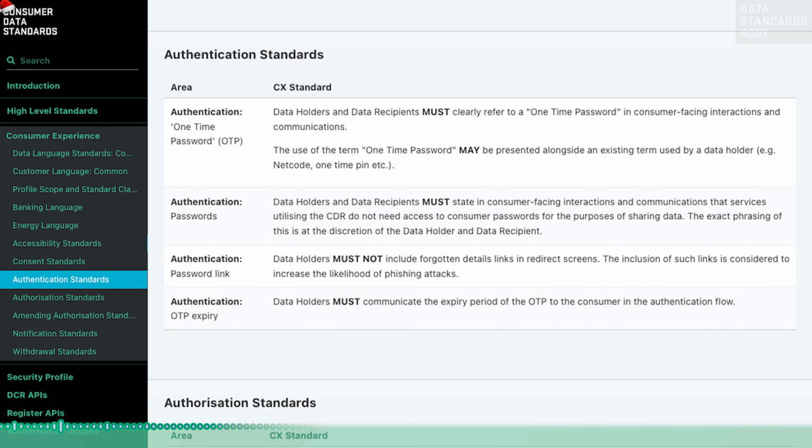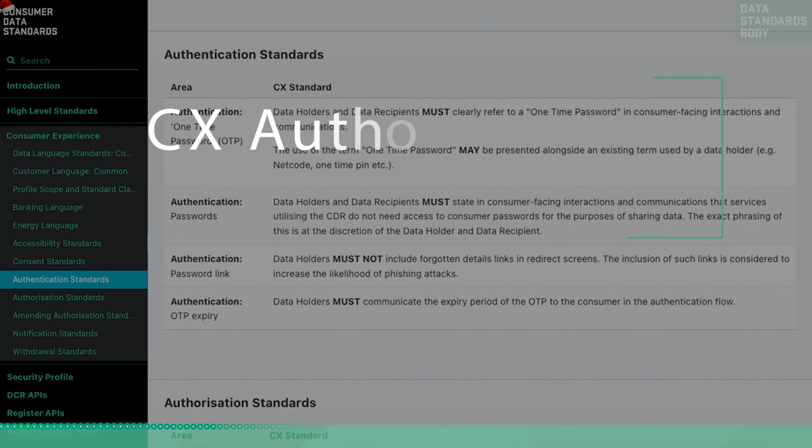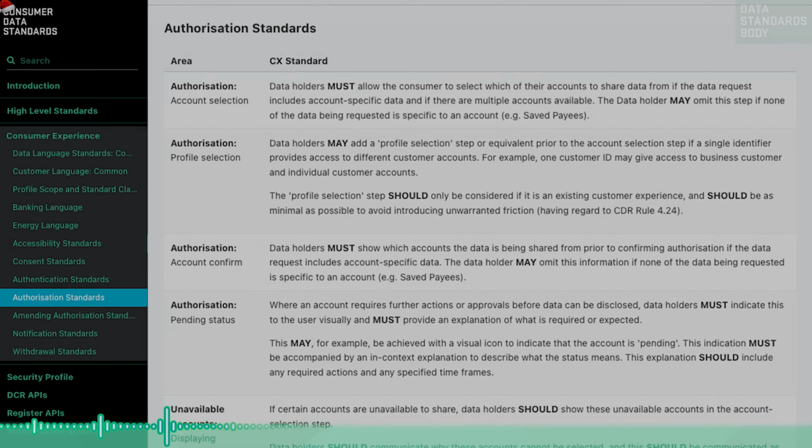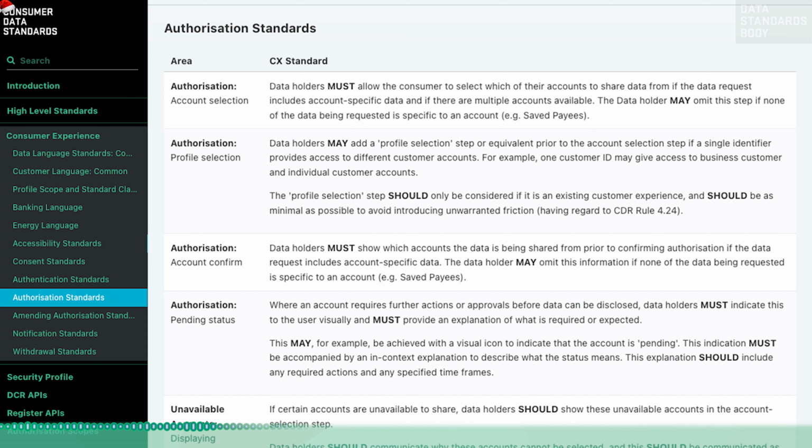The CX Authentication Standards specify binding requirements for the authentication step of the consent model. The CX Authorization Standards specify binding requirements for the authorization step of the consent model.